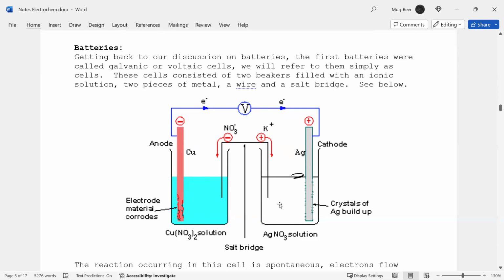So inside this solution, I have Ag+ with a plus charge, and I've got nitrates with a minus charge that are aqueous. And over here, I've got Cu2+ with a plus charge, and I've got nitrates with a minus charge. Okay. So if I looked at the list, copper is more active than silver, so it will give electrons to silver. So under what circumstances will copper give electrons to silver? What needs to happen? How does the copper need to start?